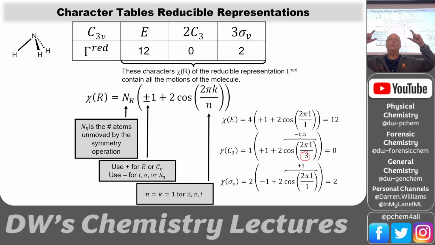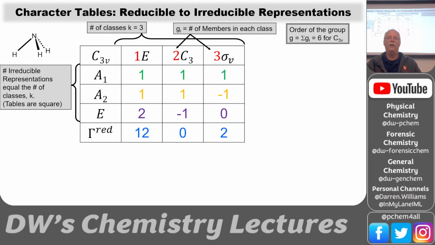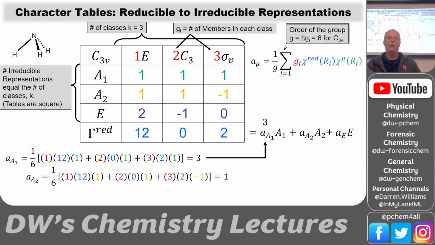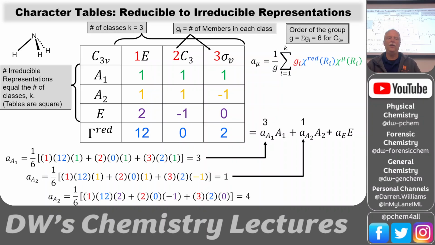So we have that reducible representation for ammonia. And then we can go through and do the decomposition. So we can work through our equation with our 3 rows. We get a 3 for A1. We get a 1 for A2. And we get a 4 for E. So this is the full thing for ammonia, where you have a third of a rotation, and you've got to take a cosine of 2 pi over 3, coming up with minus 1/2 for that.